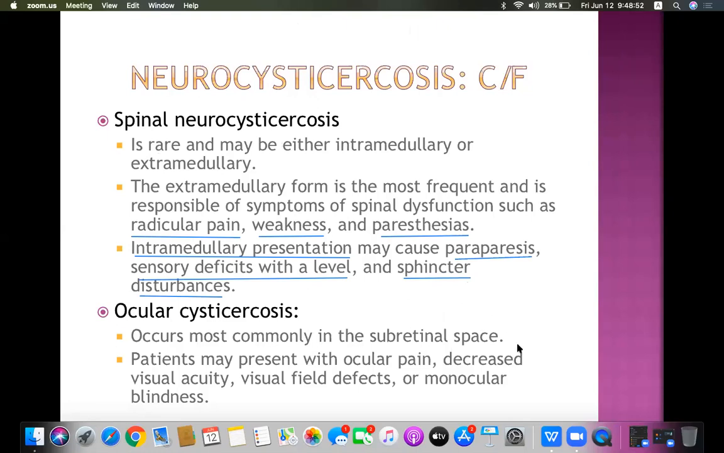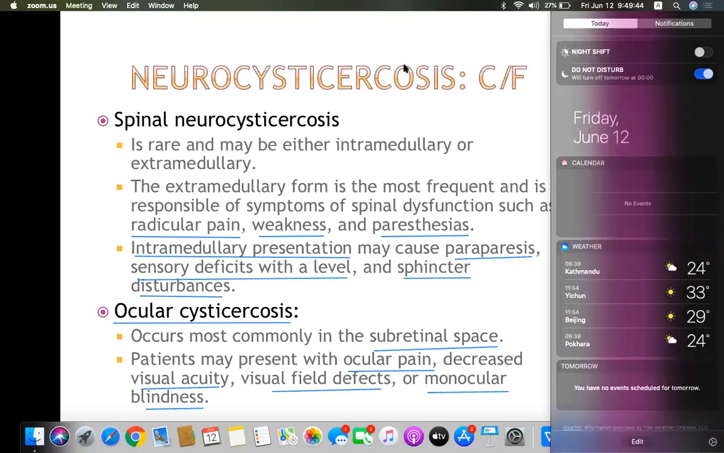Now, I already told you, it can even go inside the eye. So ocular cysticercosis can be one of the presentations in the patient. And the most common site is subretinal space. And what happens to the patient now? It presents with ocular pain. Okay. It presents with decreased visual acuity, means decreased vision. Now the patient cannot see properly. Another problem is visual field defect. The person cannot see broad field of the vision. Their field of vision is narrowed down, or they may have blindness in one eye. Blindness in one eye, that is monocular blindness. One side blindness is more common than both, but both eye blindness can also happen. Cases have been reported. So this is about spinal and ocular cysticercosis.